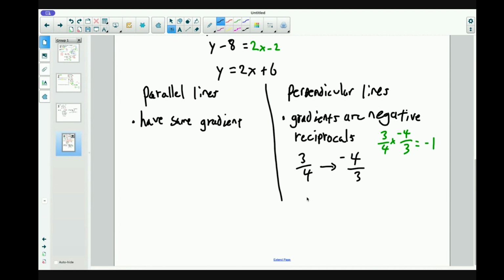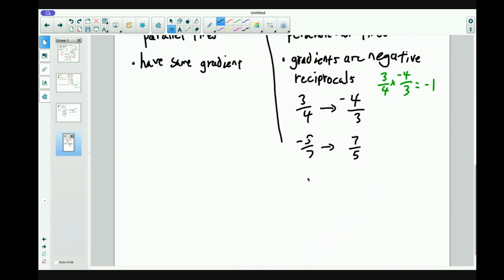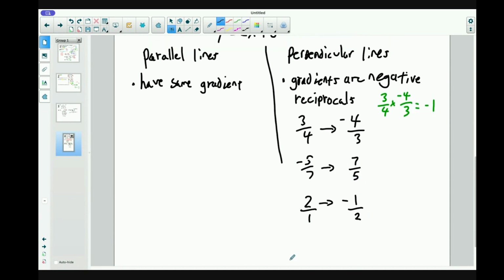I can do the same thing if I start off with a negative, let's say negative 5 over 7. The negative reciprocal of negative 5 over 7 is 7 over 5. And because my first fraction was negative, the second fraction has to be positive. I can do the same thing with a whole number. So let's say my original gradient is 2. Then I can rewrite this as 2 over 1, which makes my negative reciprocal negative 1 over 2. Okay, so that's the idea behind negative reciprocals.